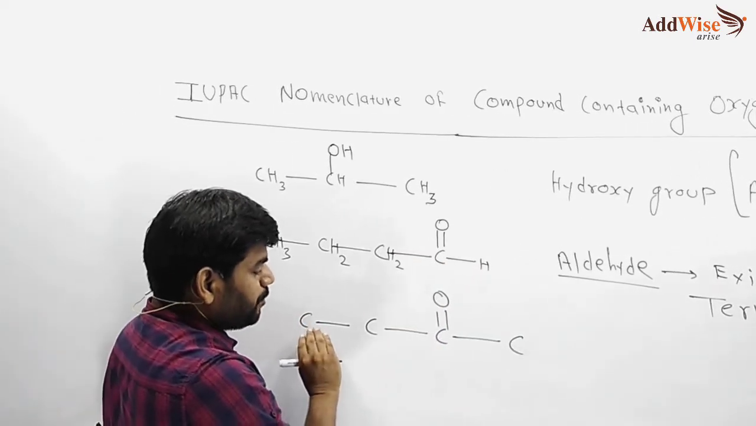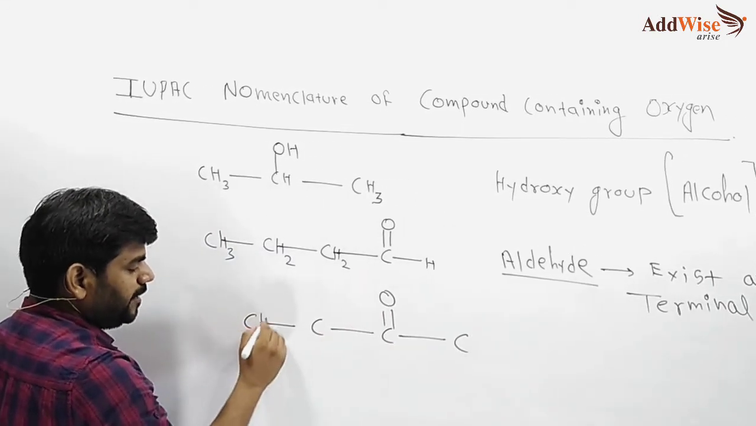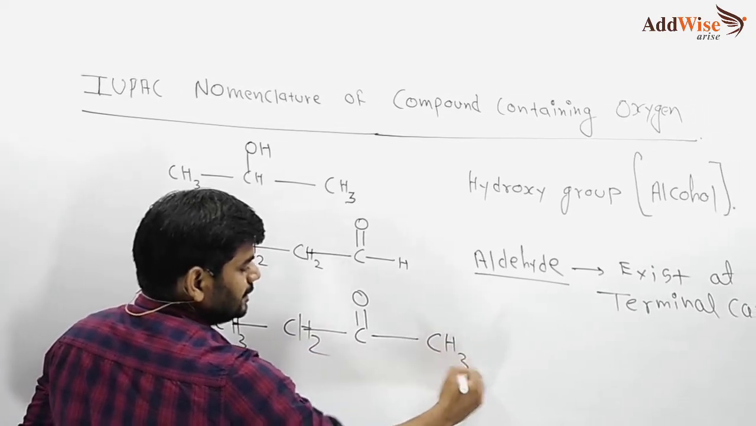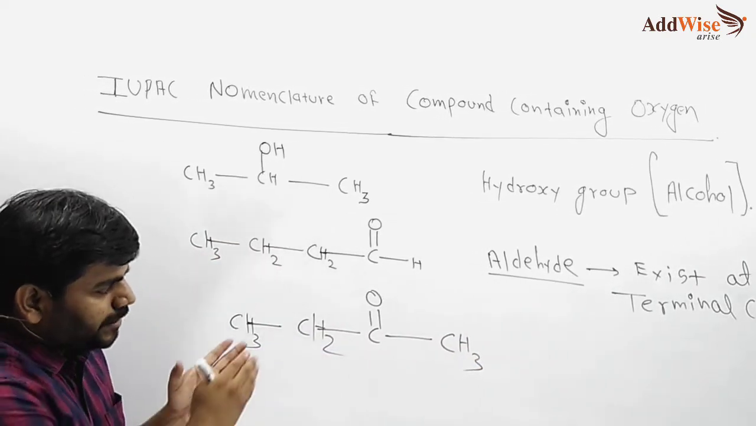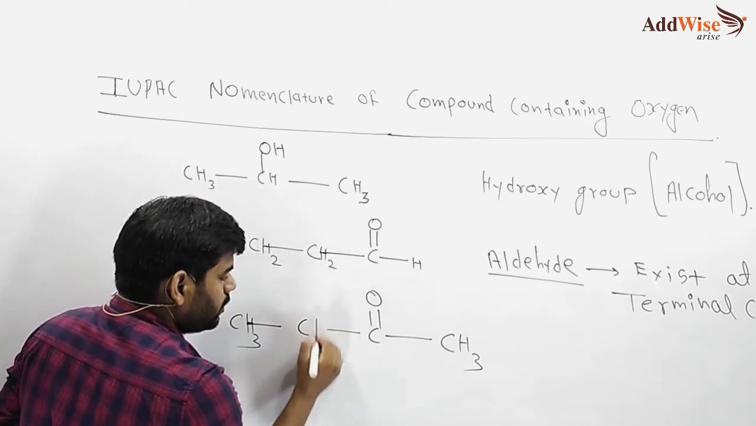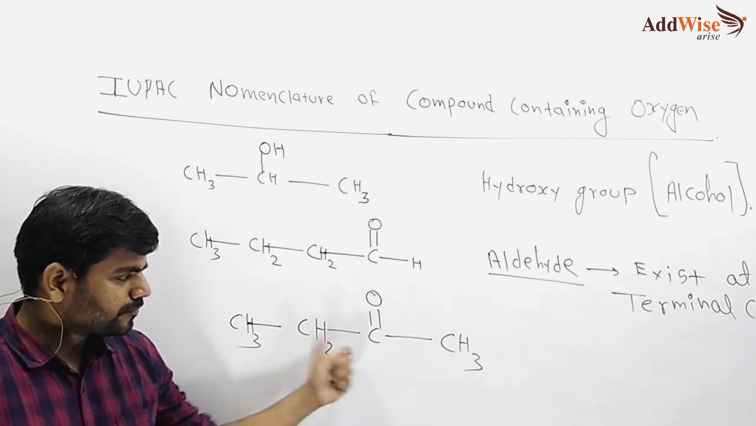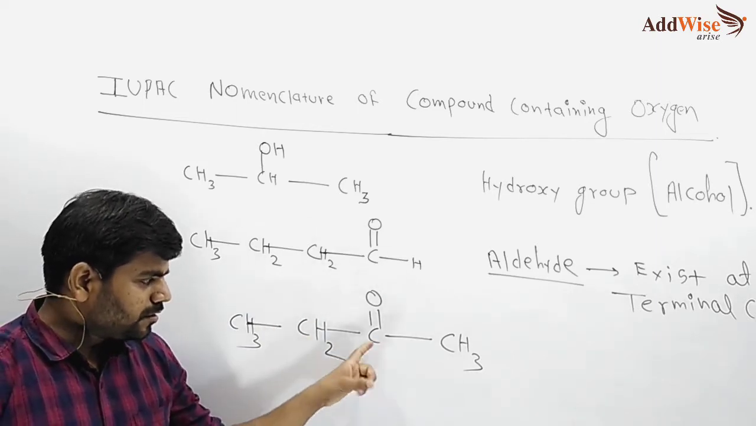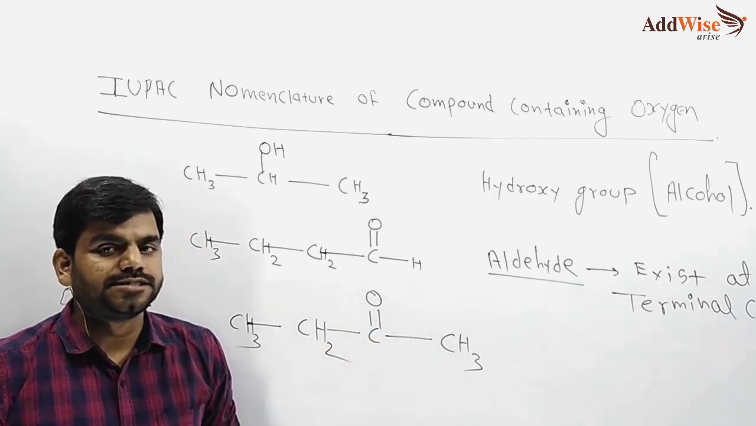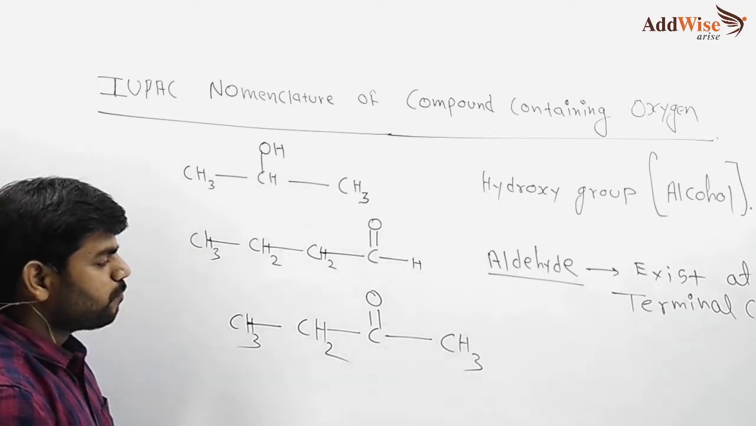But students, here also a functional group is present. So let's complete the rest of the valencies by hydrogen: CH2, CH3. Can you identify the functional group present in this compound? Sir, this is C double bond O. C double bond O is ketone. Yes, very good. So this C double bond O in between two carbon atoms can be considered as a ketone group.